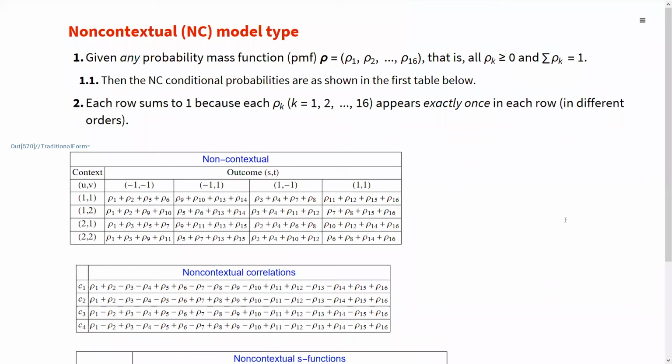Okay, tight bounds. Now for the non-contextual model type, this is something I've never seen in the literature. I sort of came up with this by other means I can't go into right now. It takes too long to discuss, but anyway, if you start with any probability mass function, that is 16 numbers, non-negative, sum to 1, and you put them in these 4 rows like this, you'll notice there's exactly 1 of the 16 in each row, in different orders, but they're all represented in each row, so they must add to 1, since I'm assuming they're a PMF.